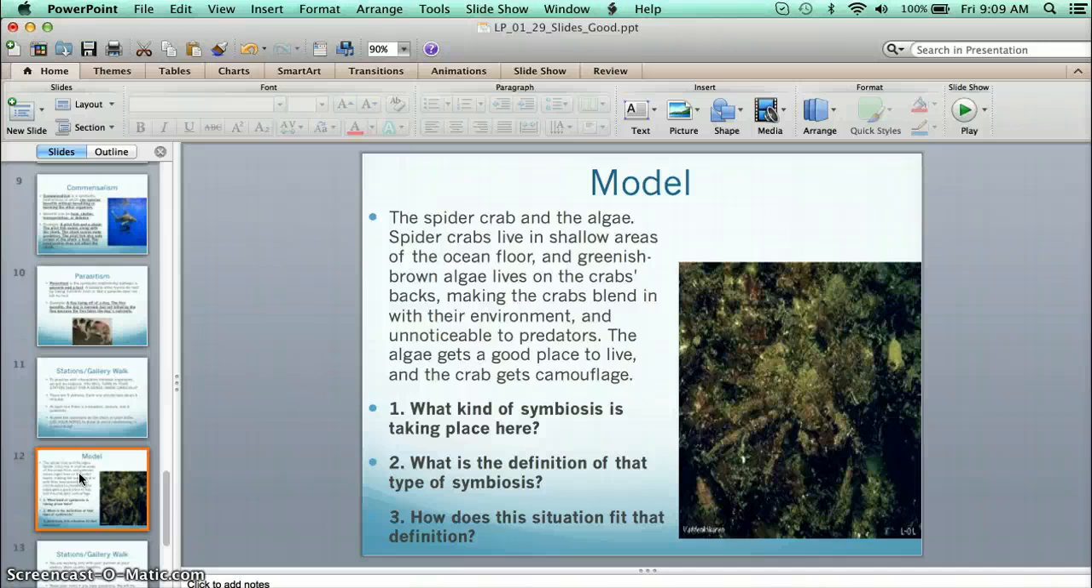So the 3 questions are, what kind of symbiosis is taking place here? What is the definition of that type of symbiosis? And then how does the situation fit that definition? So take a few minutes right now to think of what kind of symbiosis this is and answer these questions at the top of your notes to practice.